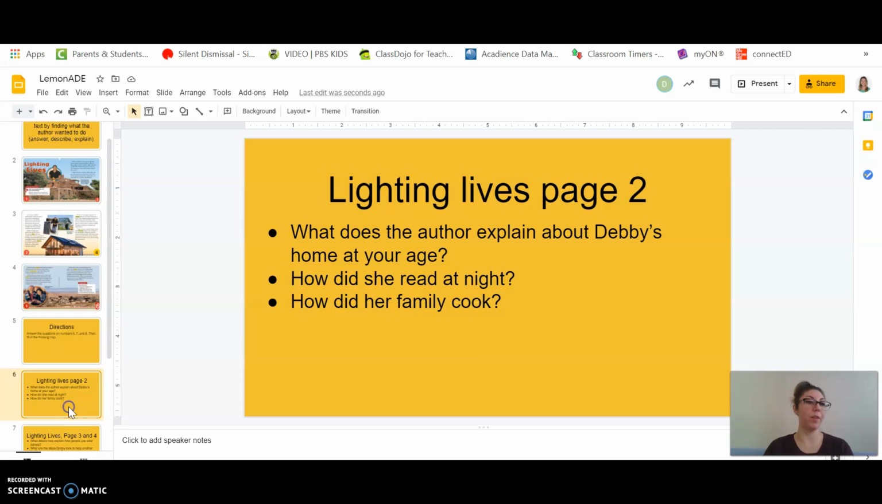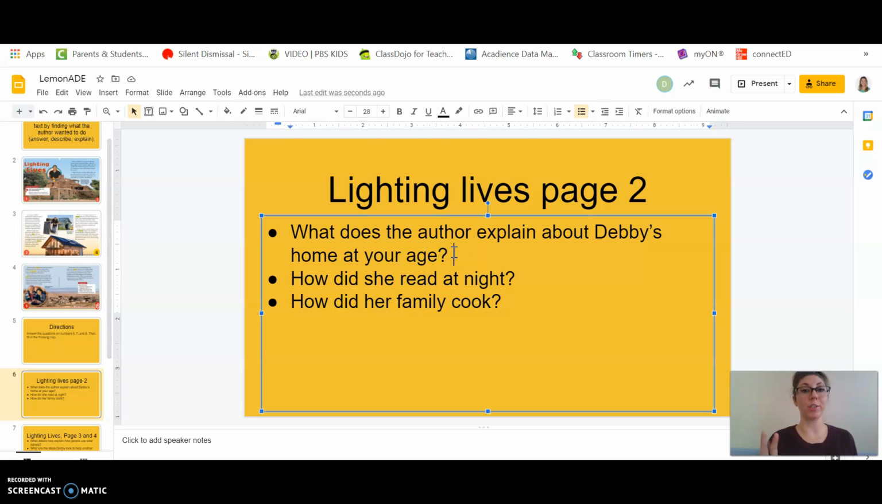Okay, so we've reread page 2. So what you're going to want to do is reread the page, and then you're going to want to answer these questions on the slide. So it says, what does the author explain about Debbie Tiwa's home at your age? So what you're going to do is you're going to click 1 time or maybe 2 times until this black blinking line shows up, and then you can type your answer right here. This one's going to be our example question, okay?